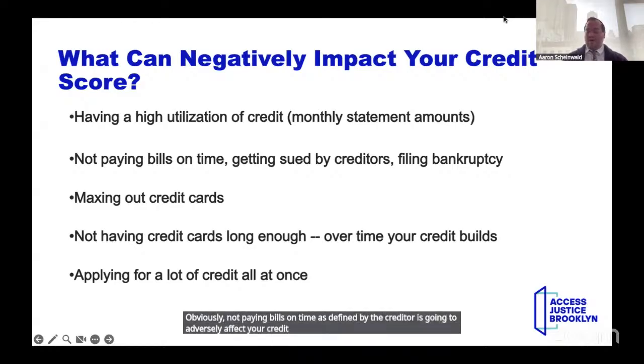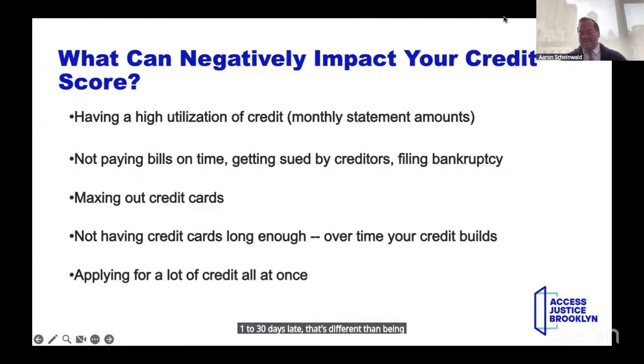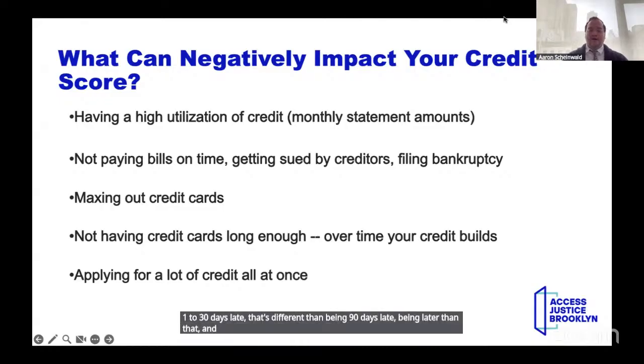Obviously, not paying bills on time, as defined by the creditor, is going to adversely affect your credit score. Paying your bills on time, whether that's by the statement deadline, or if you're a little bit late, but you're not 60 days late and you're 1 to 30 days late, that's different than being 90 days late, or later than that, and so on. Obviously, if there's any sort of litigation regarding creditors, that is negative information. And the largest, of course, which everyone knows, is filing for bankruptcy.